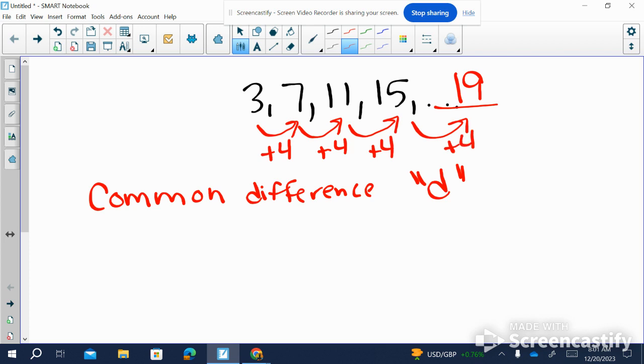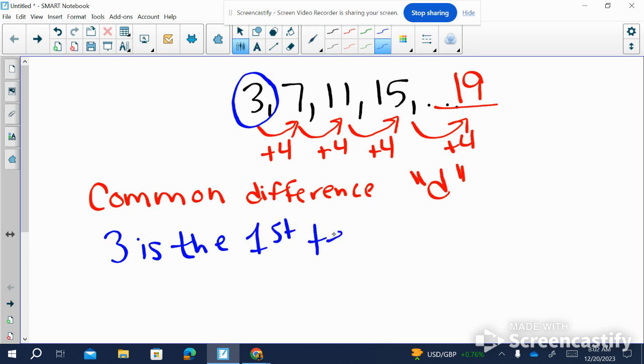There's more than just the common difference. There's a few things we have to know. With an arithmetic sequence, there's the first term. Okay? 3 is the first term of this sequence. Anytime that we indicate the first term, it's A sub 1. That little subscript 1 indicates the first term.